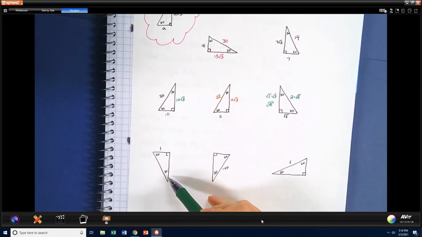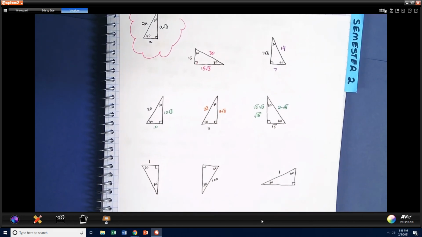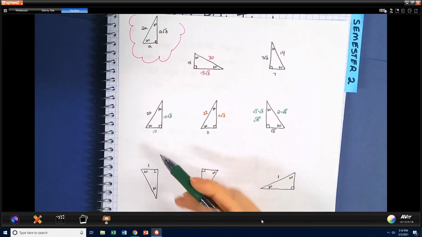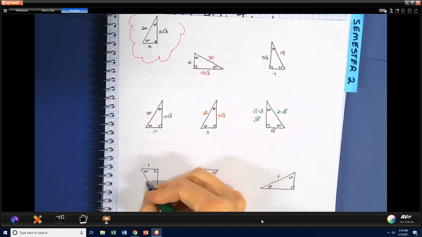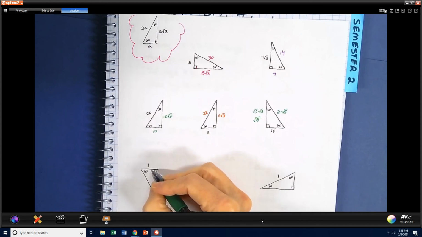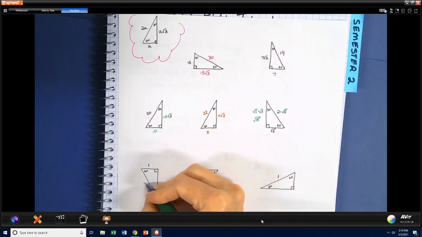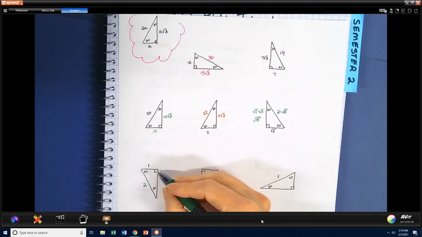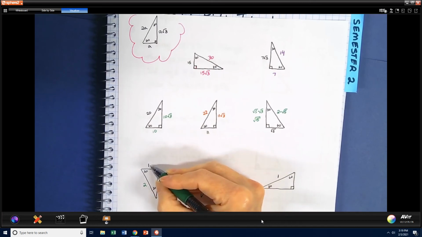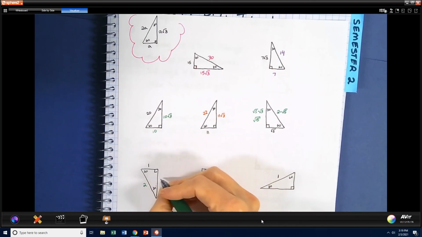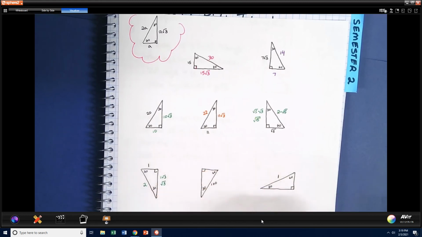Do not be alarmed if your triangle appears to be upside down. Still, find yourself, locate your right angle, find your hypotenuse, locate your smallest angle, find the side opposite. In this case, the side opposite my 30-degree angle is 1. My hypotenuse is just going to be double that. Double 1, you get 2. My long leg is just that side times root 3. You could write 1 times root 3, but we usually just say root 3.